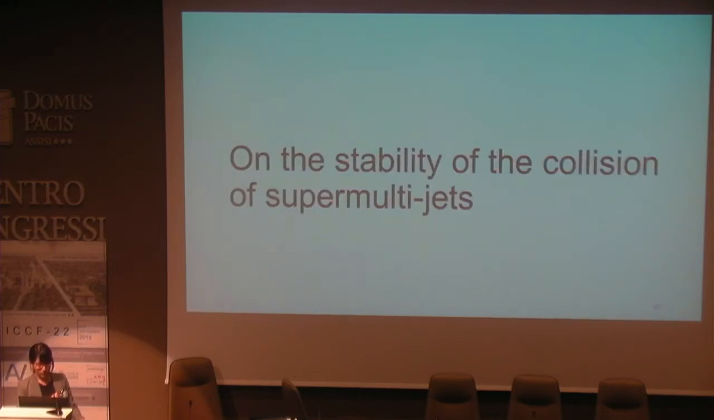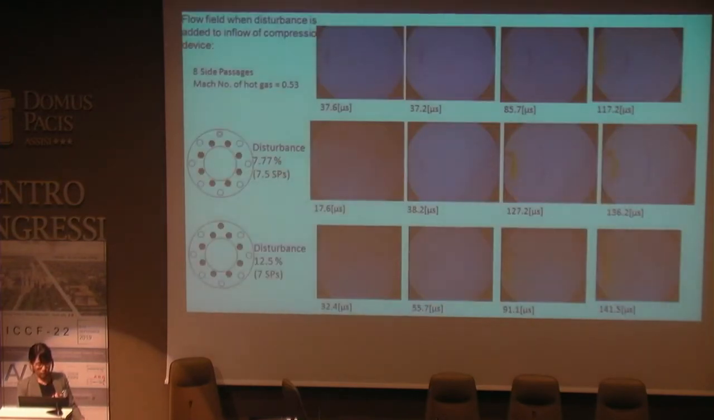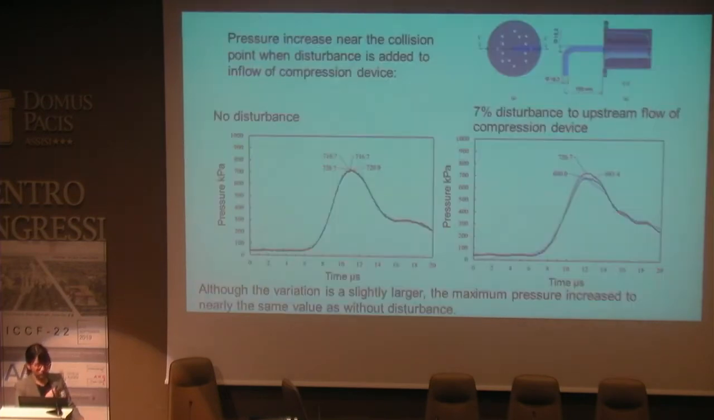So this is the same material I presented in my previous presentation. This is the same diagram I showed in my previous presentation. I'd like to point out that the stability of the jets, this is a picture of the flow field after collision, doesn't change that much, even if we add disturbance to the inflow of the jets. And also, the pressure increase near the collision point when disturbance is added is not disturbed much, although the variation is slightly larger than without disturbance. The maximum pressure is increased to nearly the same value as without disturbance.